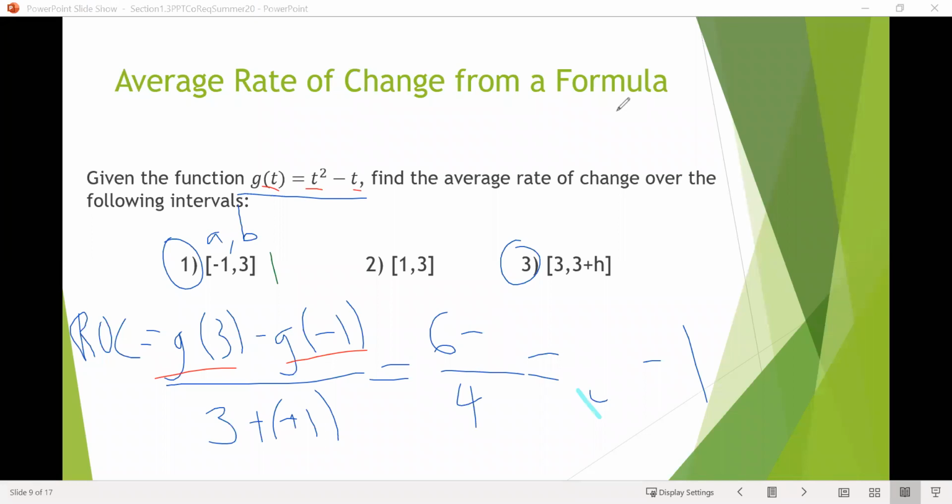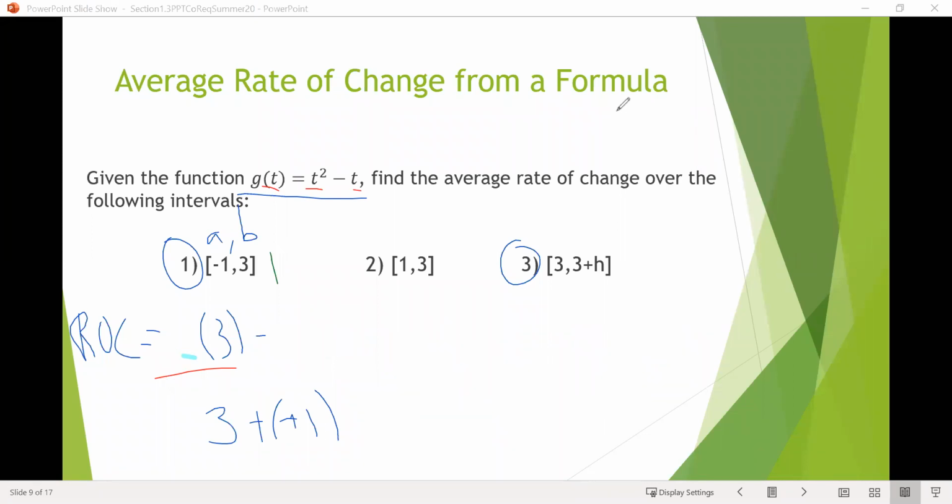So now we're told to find the rate of change over the interval 3, 3 plus h. And in this case, our value for A looks normal, even familiar, right? The value for A here is 3. But what do you notice about the value for B? Holy buckets, they put an h in there. How in the heck are we going to deal with that? I think we can handle it.